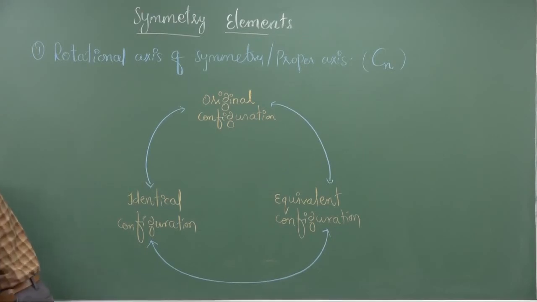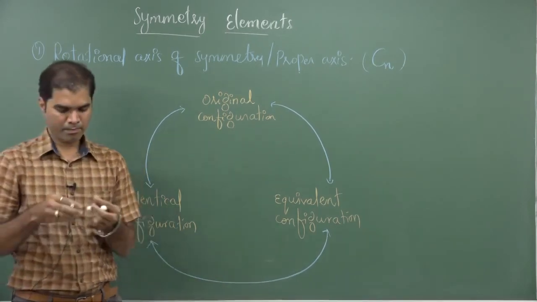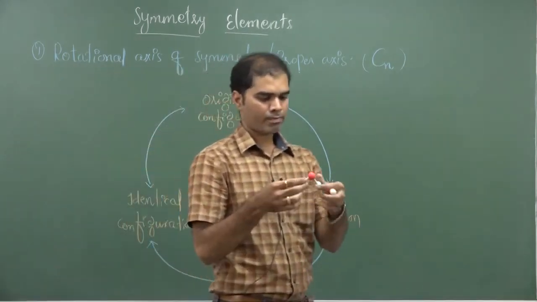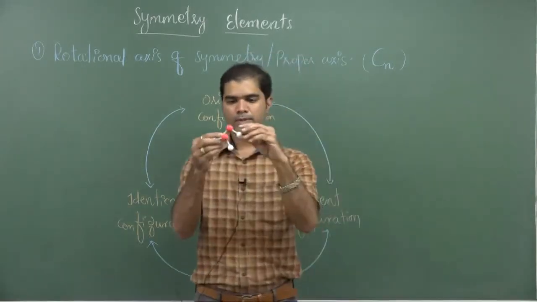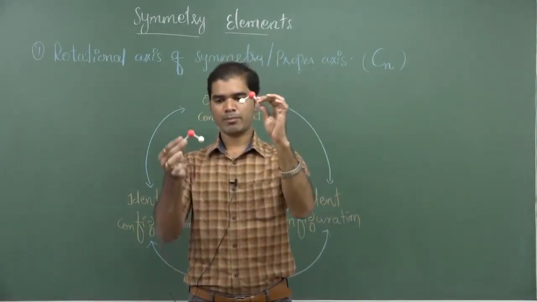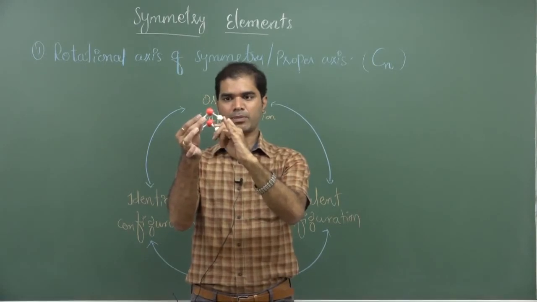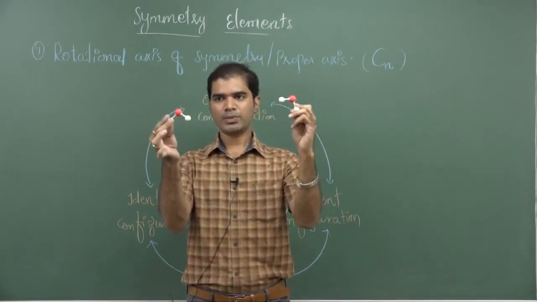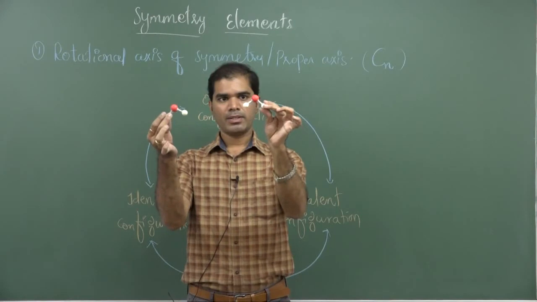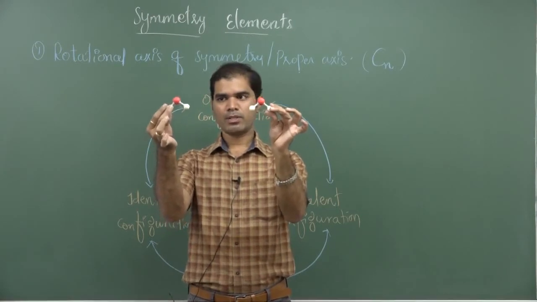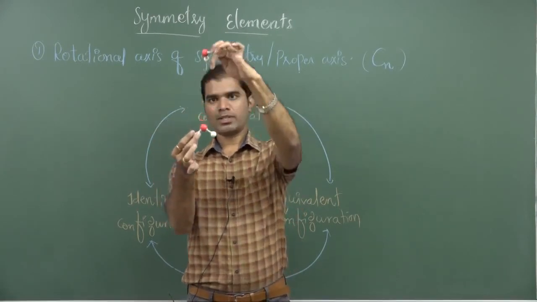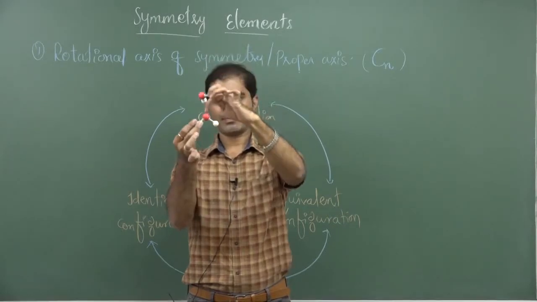I will just show you. Now this is your original configuration that I am holding. Imagine that this is H1 towards the right hand side, H2 is towards your left hand side. With respect to this original configuration, now we try to rotate. This is your conventional rotational axis along Z.